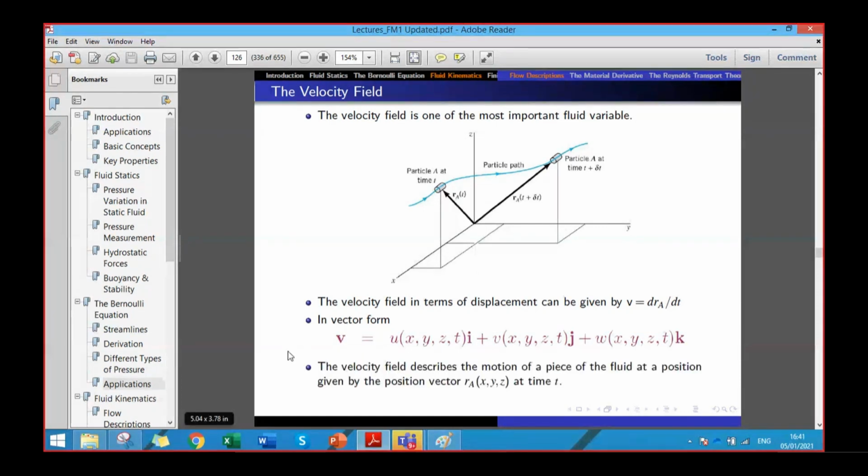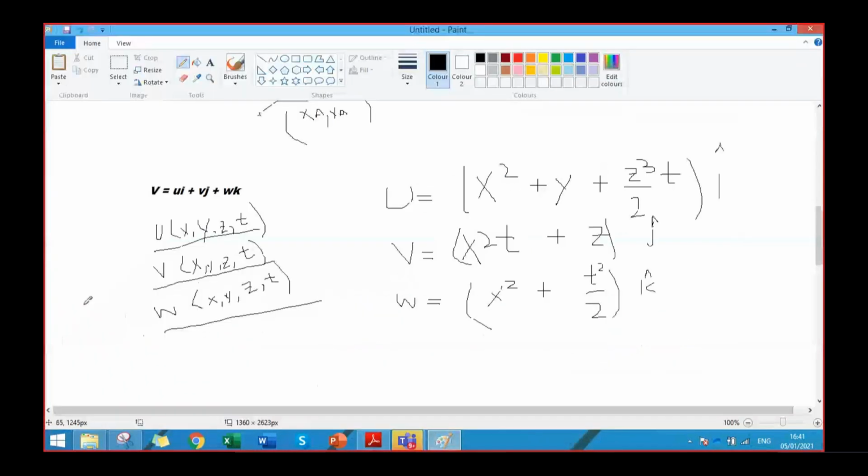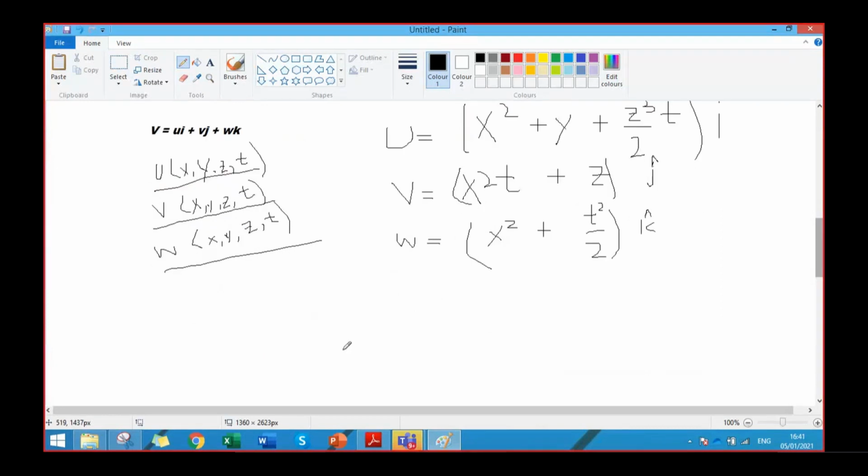The magnitude of velocity would be calculated simply like the magnitude of any vector. For the velocity field V, we take the sum of the squares of u, v and w, and take the square root: u square plus v square plus w square, under the root. Okay, the magnitude of this velocity will be calculated like this.